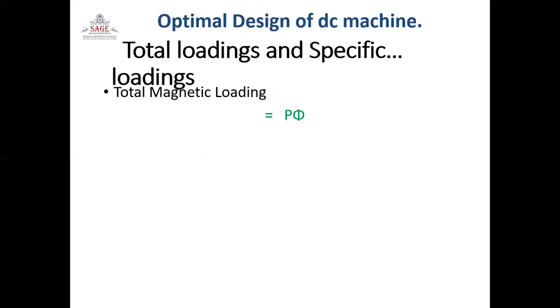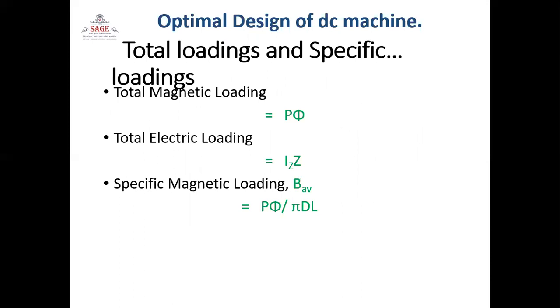Before we come to the output equation of a DC machine, let us know what these magnetic loading, electric loading, specific magnetic loading, and specific electric loading are. Total magnetic loading in a machine is a product of the total number of poles and the flux flowing in the machine. So the product P into phi is called magnetic loading.